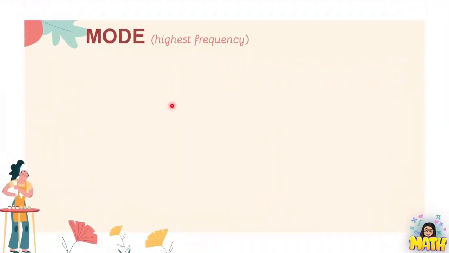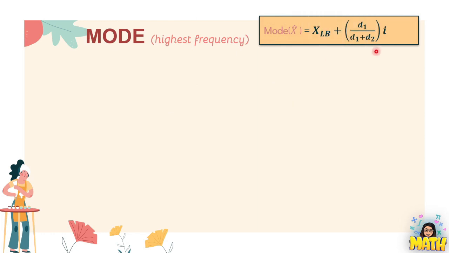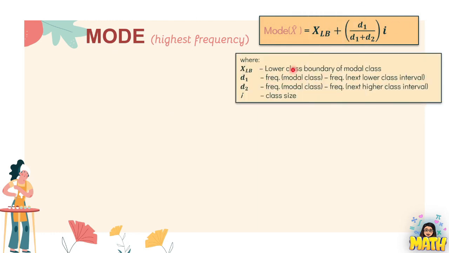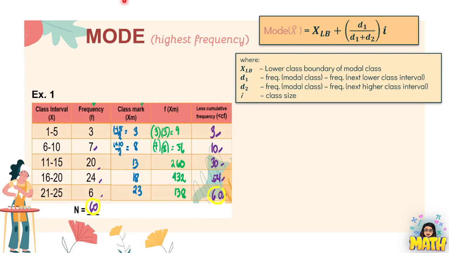The third measure of central tendency is what we call the mode. This time, we'll be using this formula, wherein XLB refers to the lower class boundary of modal class, while D sub 1 and D sub 2 refers to the difference of the frequencies of modal class and the class intervals, while i refers to the class size. Since we're computing for the mode, we are still looking at the highest frequency.